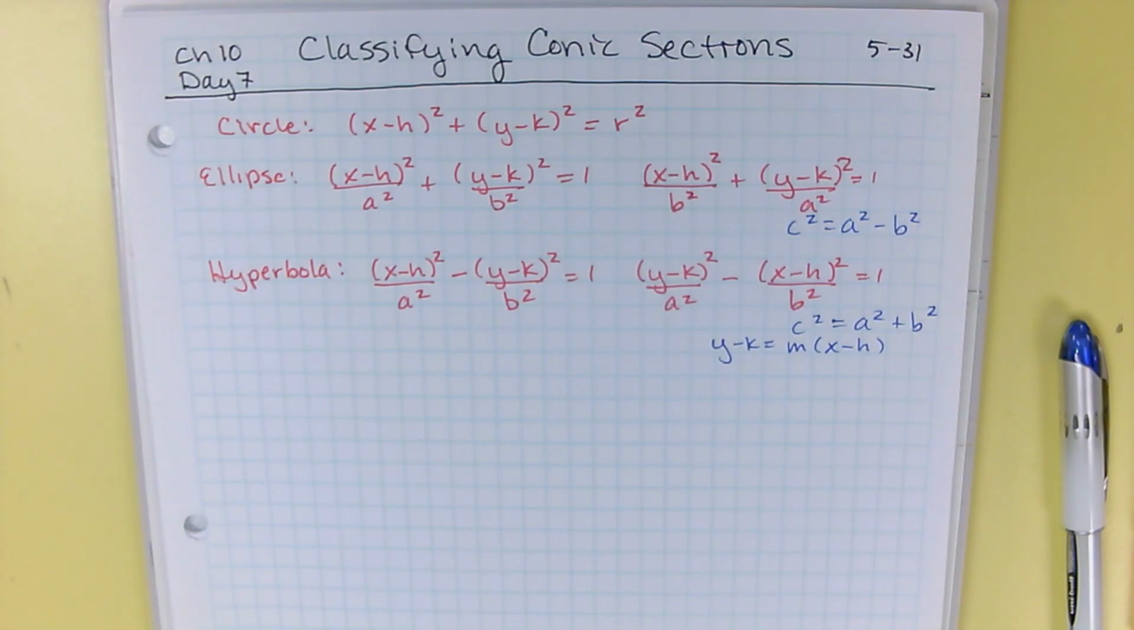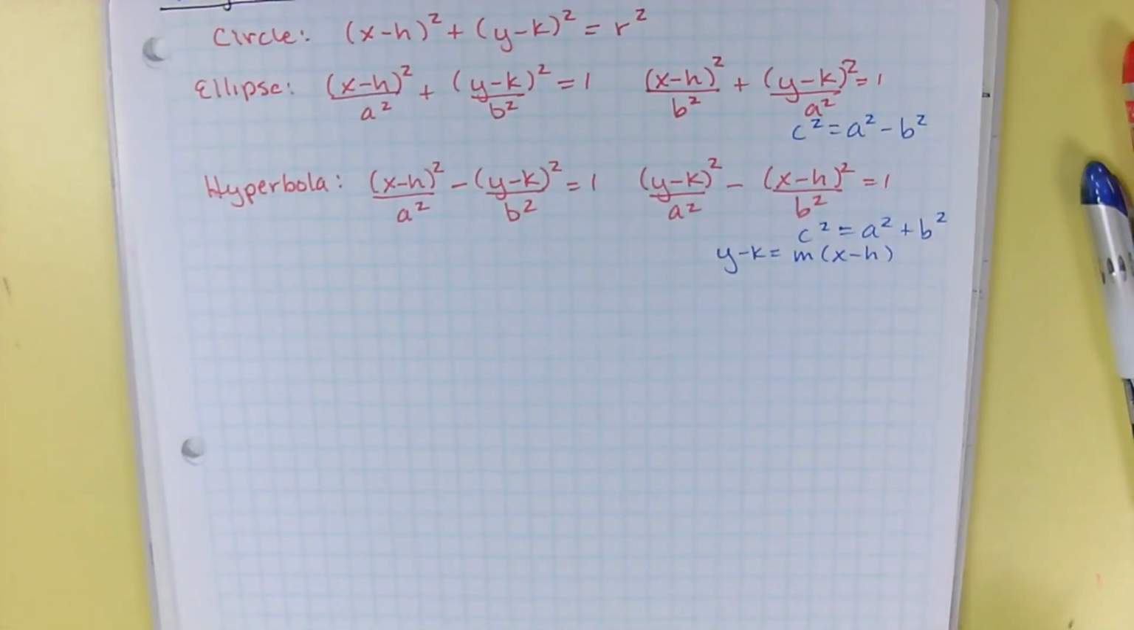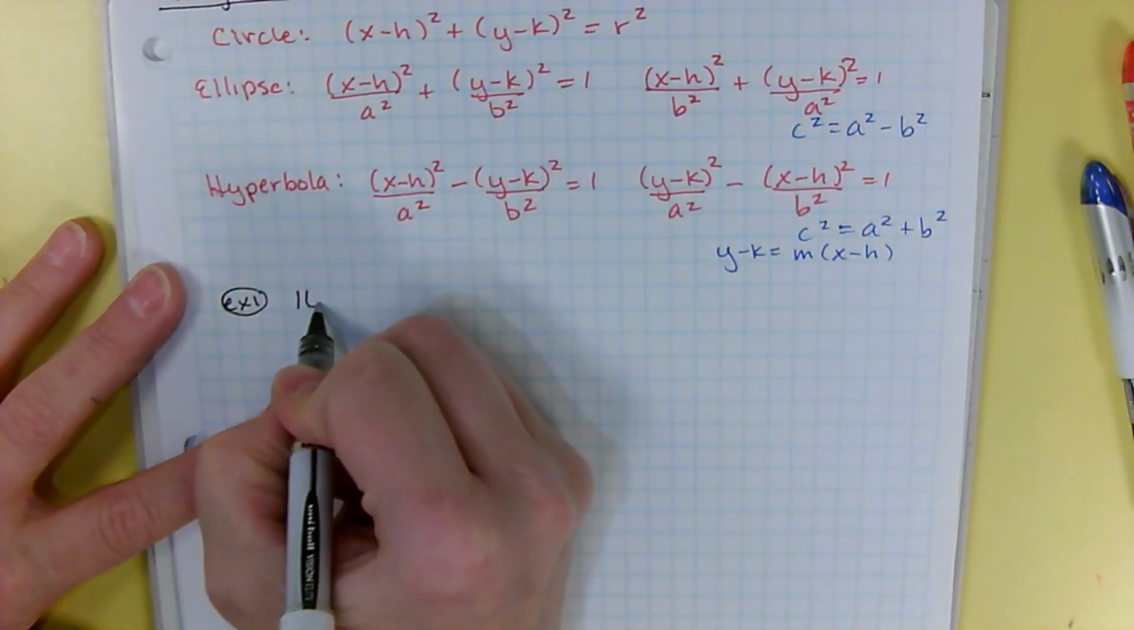It's also the only one that doesn't have fractions underneath the parentheses. Ellipses and hyperbolas both have x minus h and y minus k, but with ellipses it's being added, and with a hyperbola, it's being subtracted. Ellipses and hyperbolas are both equal to 1. So they are not equal to a number, they're equal to 1. So these are some of the differences that are going to help you identify what conic section you are looking at. So let's do an example.